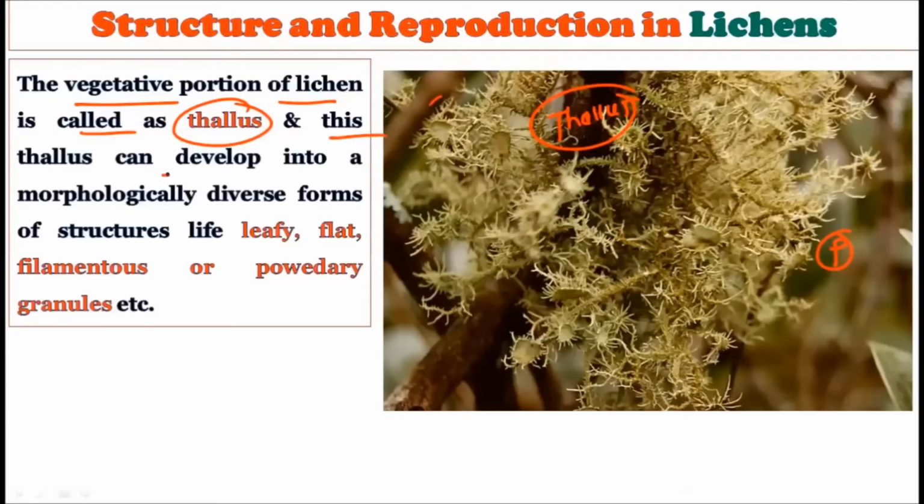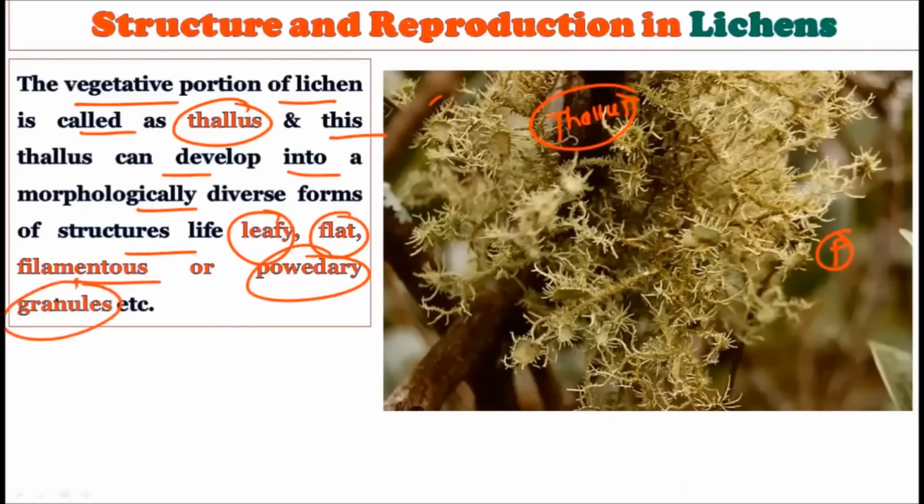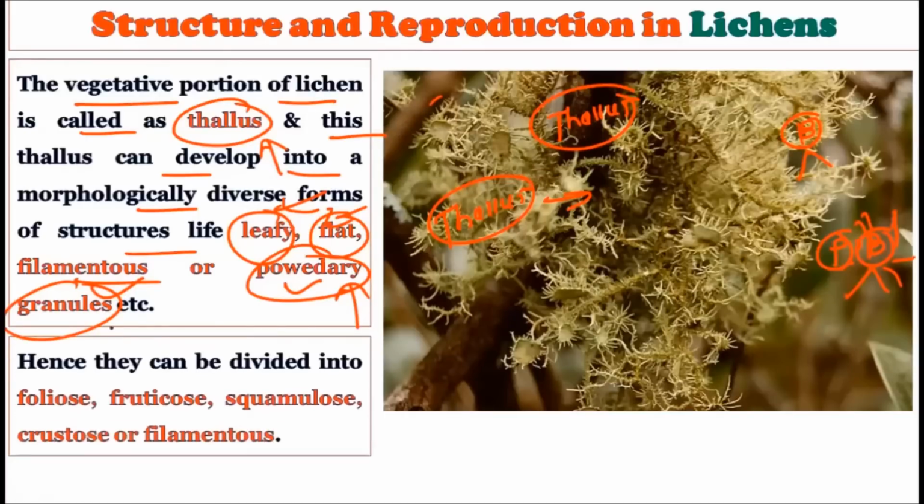Now this thallus develops into morphologically diverse forms of structures like leafy lichens, flat lichens, filamentous lichens, powdery granule-like structures. That is, these thalluses range from leafy thallus, flat thallus, filamentous thallus, or sometimes an erect thallus, and sometimes they show just powdery granules. So there is a range of thallus structures in the lichens, because sometimes they look leafy, sometimes almost flat, sometimes filamentous, sometimes leafy with an erect portion, and sometimes they only show powdery granules. So there is a whole range of thalluses found in these particular lichens.